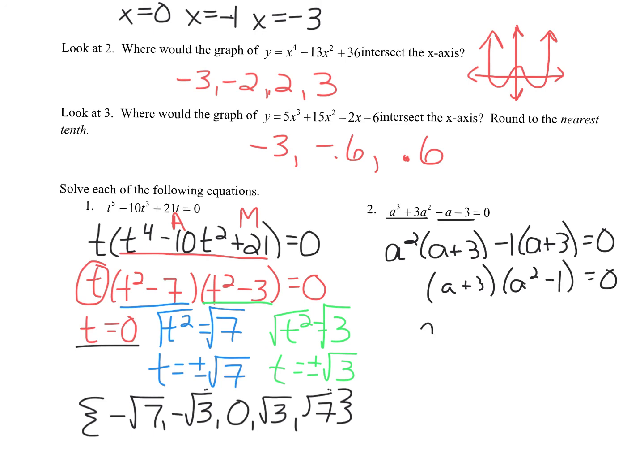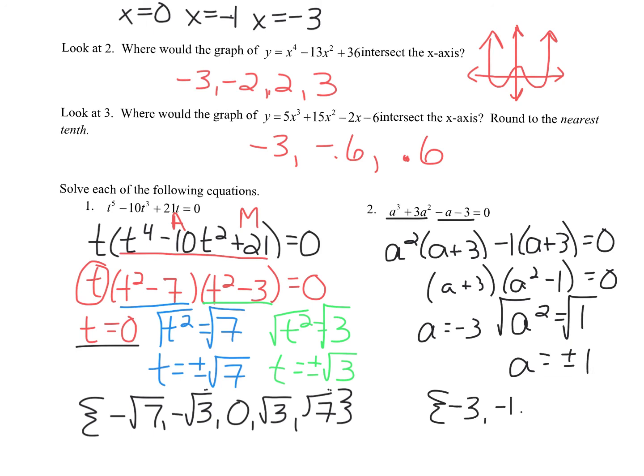So this linear factor is going to give me an answer of negative 3. This one, I'm going to move the 1 over so I get a squared equals 1, take a square root, and I remember my plus or minus, so plus or minus 1. So we have negative 3, negative 1, positive 1, which matches up with those three solutions I expect because it's an x cubed equation.